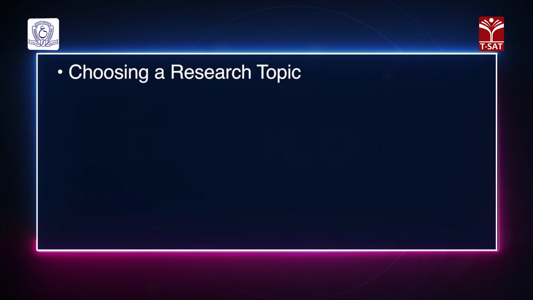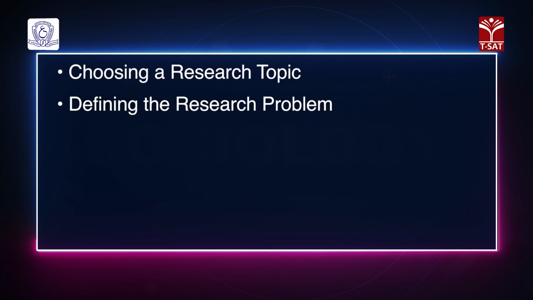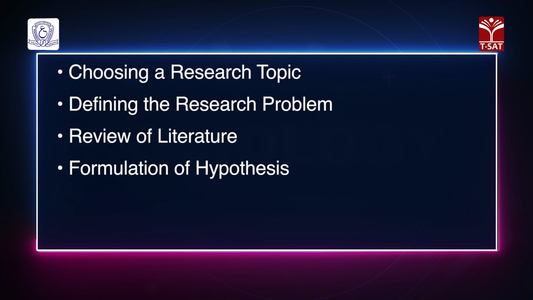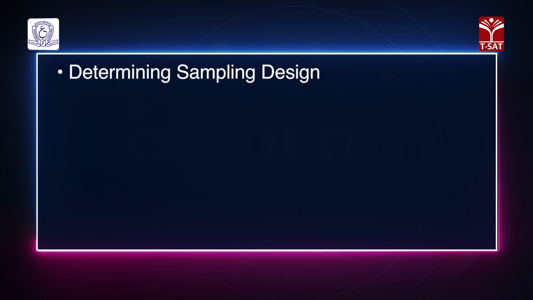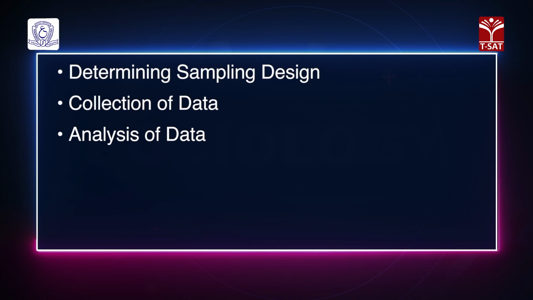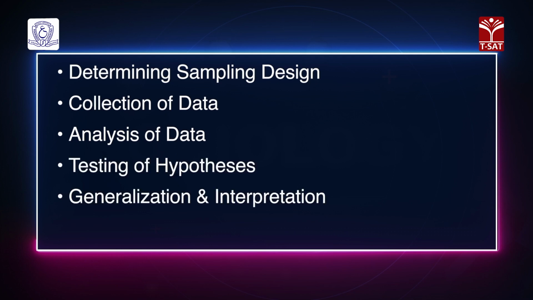The important steps in research are choosing a research topic, defining the research problem, review of literature, formulation of hypothesis, research design, defining the universe of study, determining the sample design, collection of data, analysis of data, testing of hypothesis, generalization and interpretation, and it concludes with report writing. Let us discuss these major steps in research a little briefly.